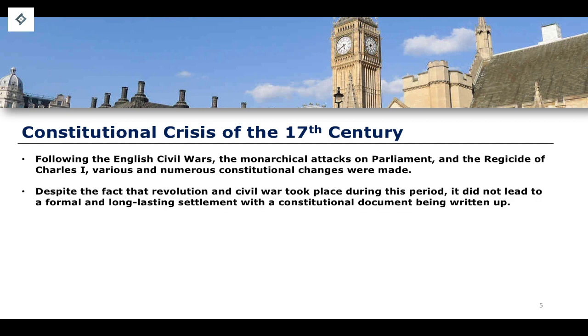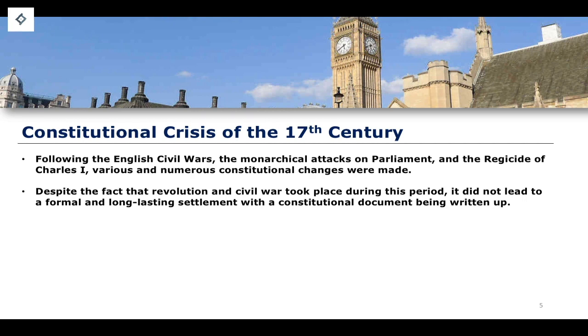Now, despite the fact that the revolution and the Civil War took place during this period, it did not lead to a formal and long-lasting settlement with a constitutional document being written up. There was something of a constitution developed during the period of the Republic within Britain, which didn't last particularly very long under Oliver Cromwell as the sort of leader, which was a kind of de facto monarchical position.